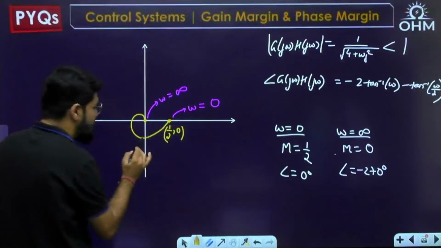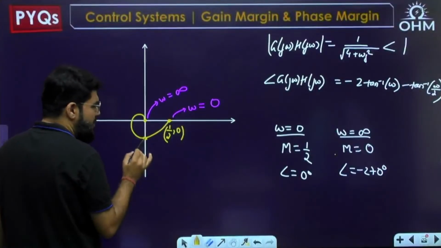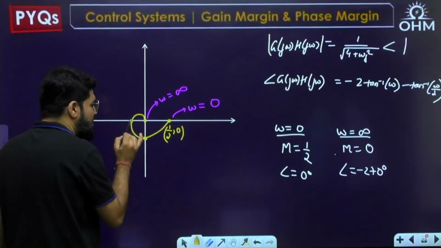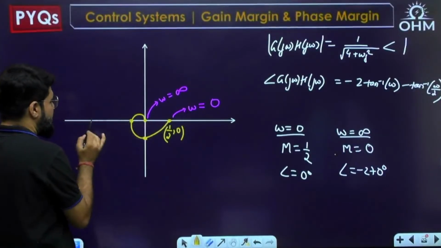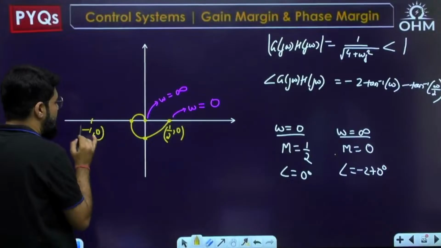Magnitude is always less than 1. That means whatever point it is, it will have magnitude less than 1. Because this is less than 1, minus 1 comma 0 is definitely outside.